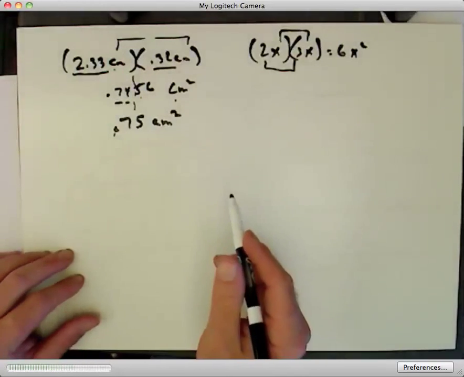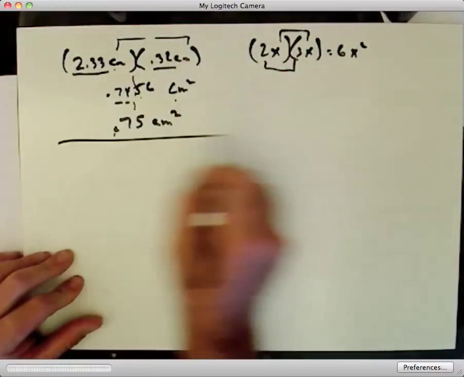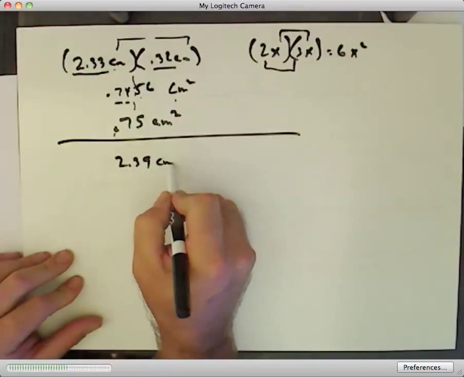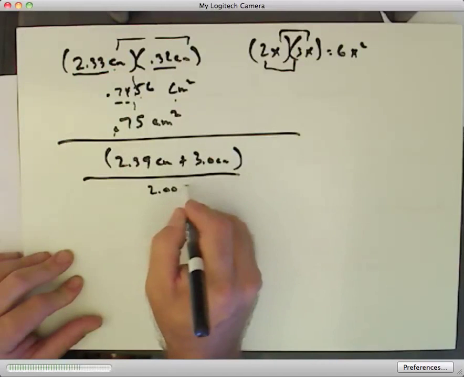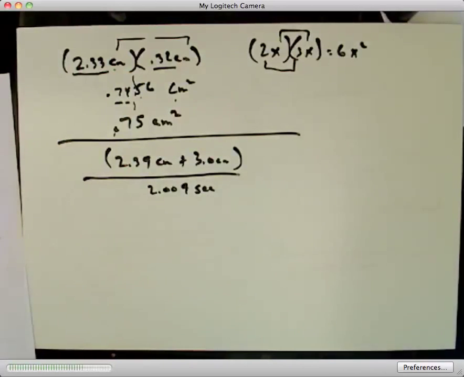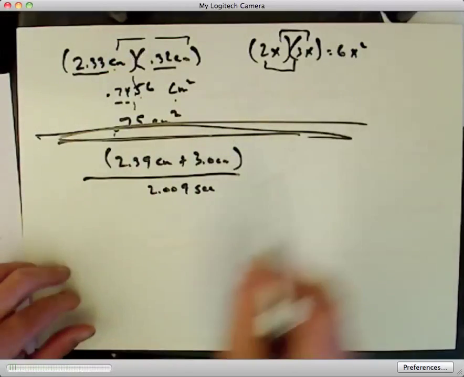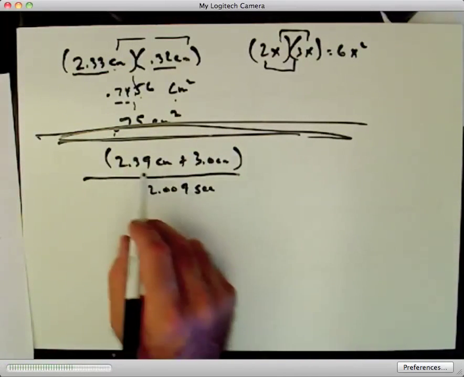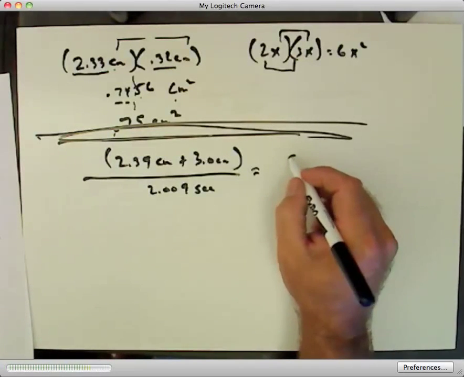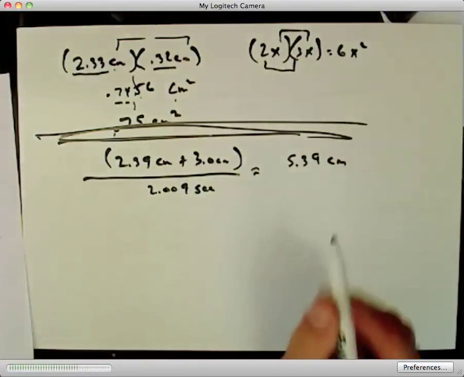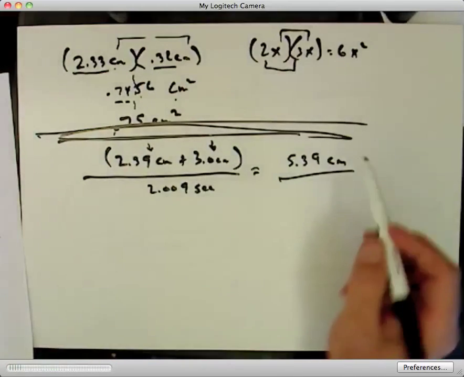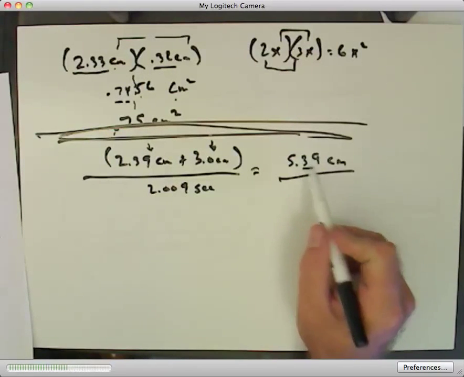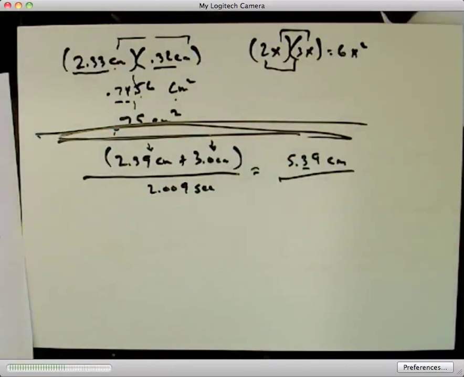Now, when you have rules mixed, like the bottom ones on the page, 2.39 centimeters plus 3.0 centimeters in the numerator divided by 2.009 seconds. Well, you still have order of operations that you learned in math. So let's do the parentheses first, or the numerator, and let's add those. So the numerator becomes 5.39 centimeters. Okay, now wait a second. I just did the addition rule. So that's the tenths place, and that's the hundredths place. So I should have rounded off in the tenths place. I'm going to put a little underline there to remind myself that's where I should have rounded off, but I'm not going to round off until the final calculation.